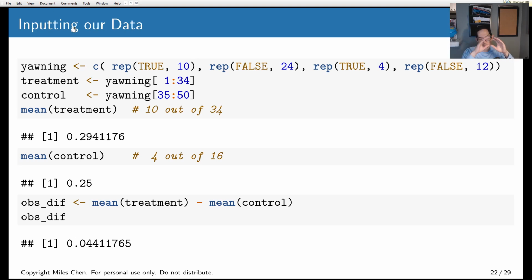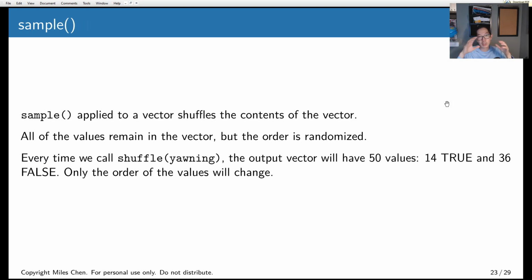So yawning represents the 50 individuals. Again, 14 of them are true, representing that they yawned. 36 are false, representing that they did not yawn. And so what I'm going to do is take all 50 values and shuffle them, okay? That's going to be sample, right? When you call sample on a vector, it basically shuffles the contents of the vector. All 50 values remain in that vector, but the order is now randomized, okay? So after I call sample on that vector yawning, I'm still going to have 50 values. 14 are true and 36 are false, but the order is randomized, okay?